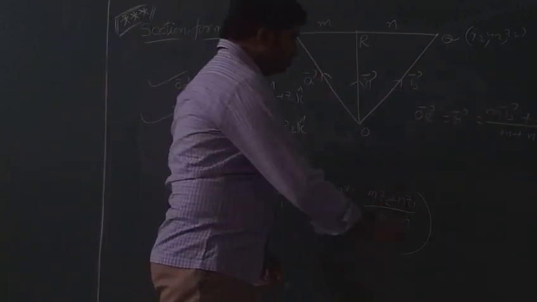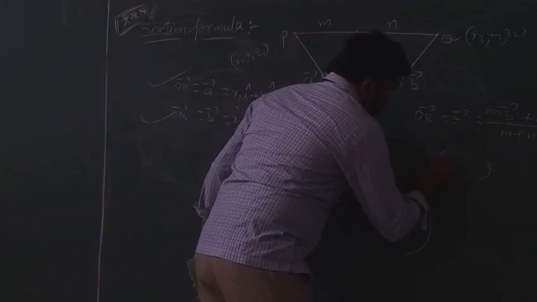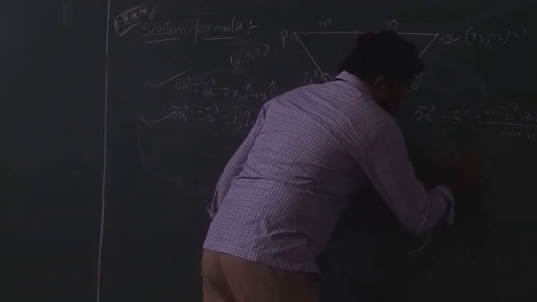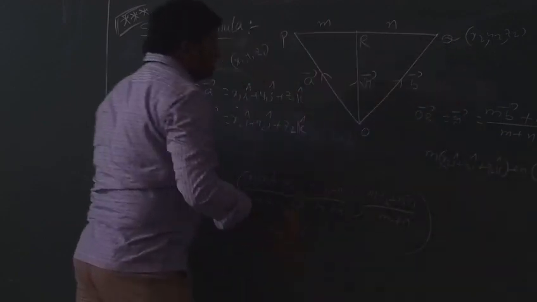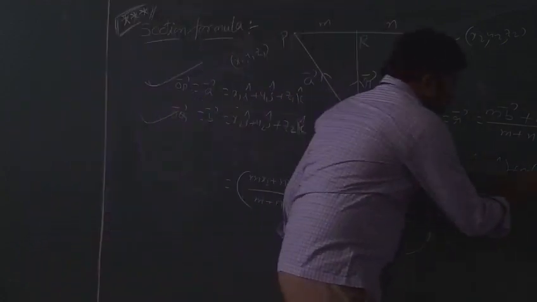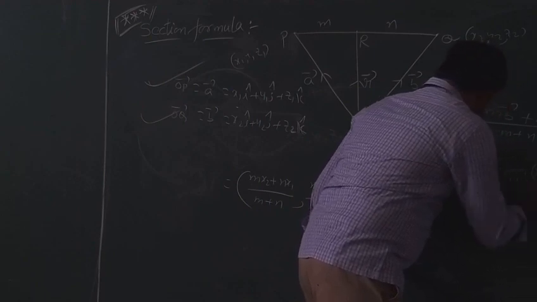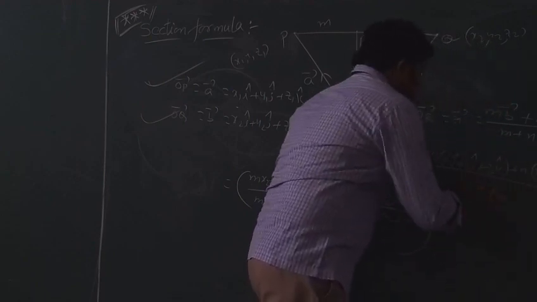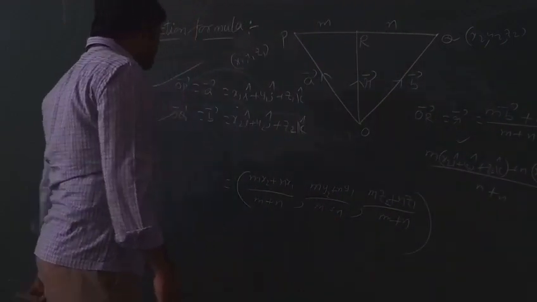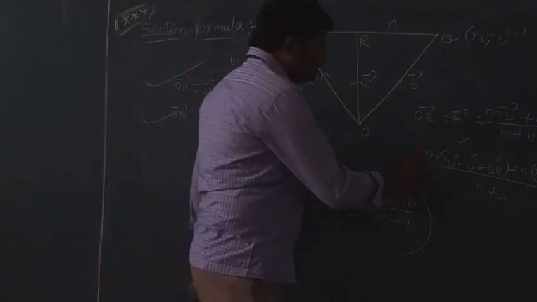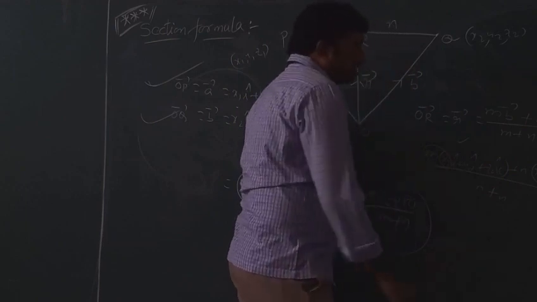Substitute here. Then it will be m into B bar. What is B bar? x2 i cap plus y2 j cap plus z2 k cap, plus n into A bar. What is A bar? x1 i cap plus y1 j cap plus z1 k cap, by m plus n. Vector plus vector is a vector. That means we are going to apply the triangle law of addition of vectors. First we add the corresponding scalar components. First we multiply this one with m, scalar multiplication of the vector.